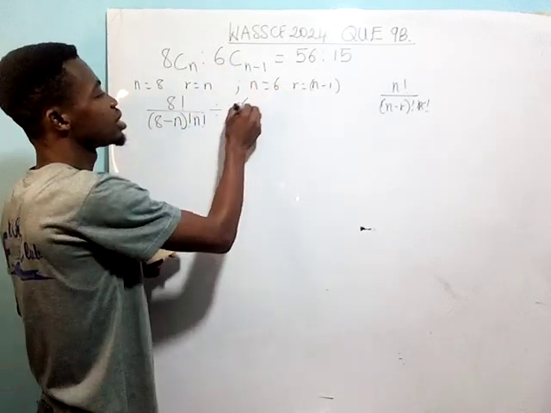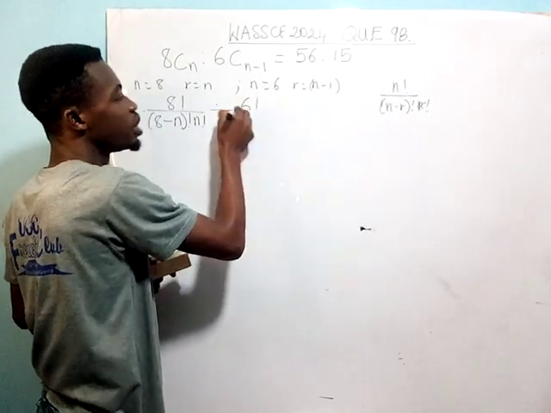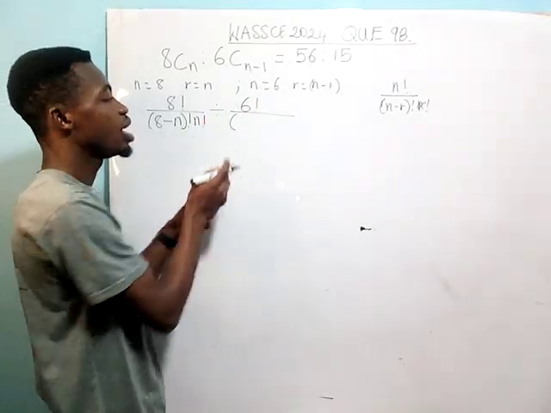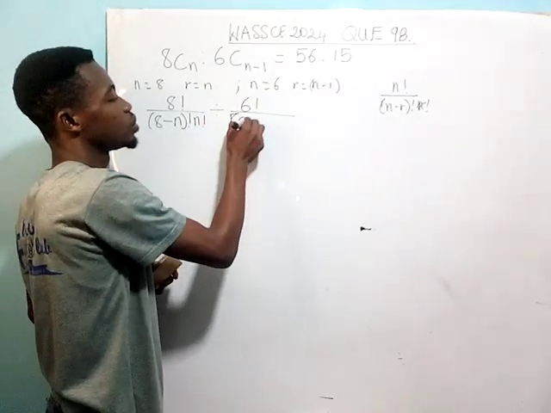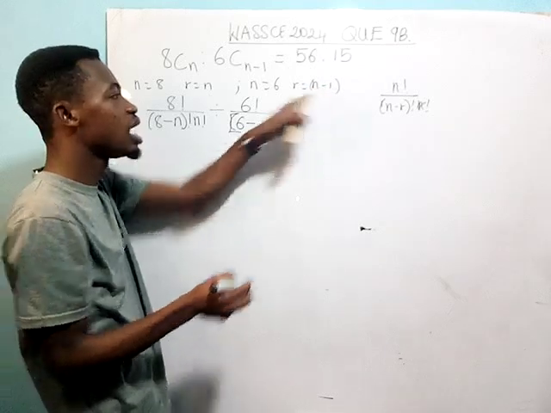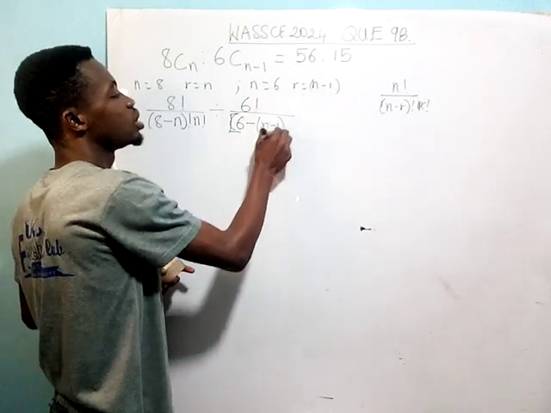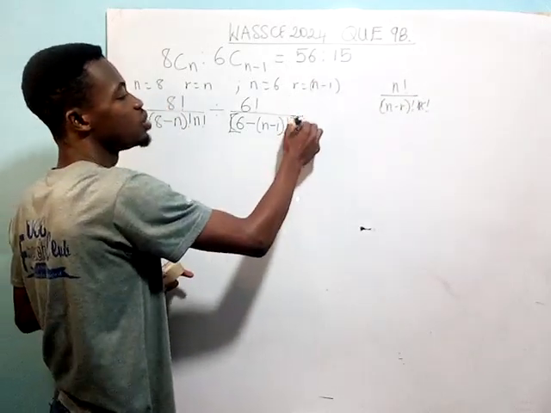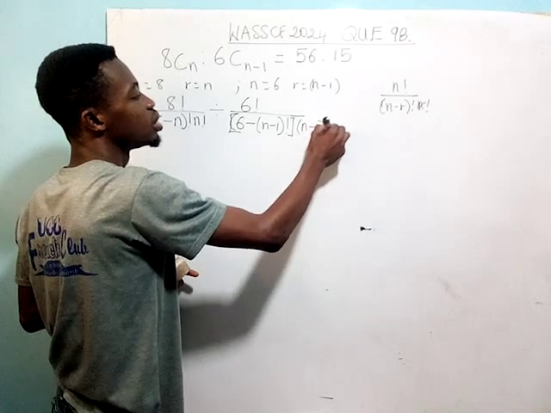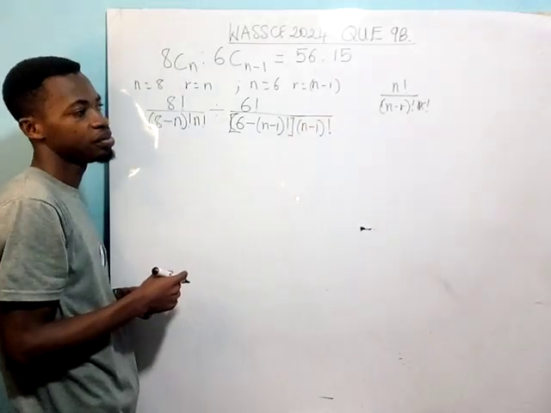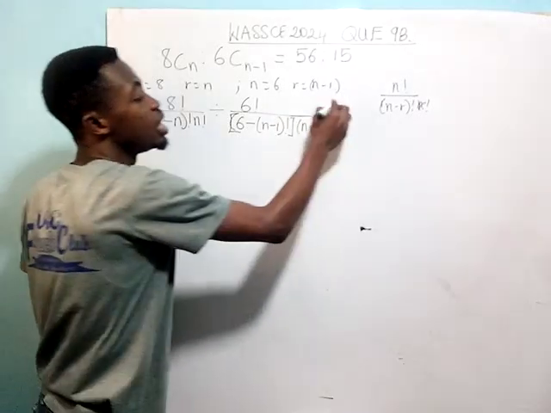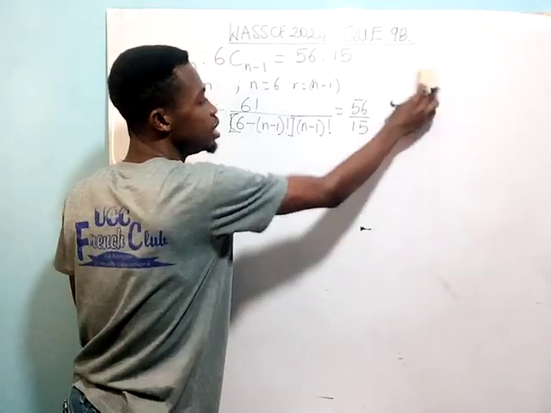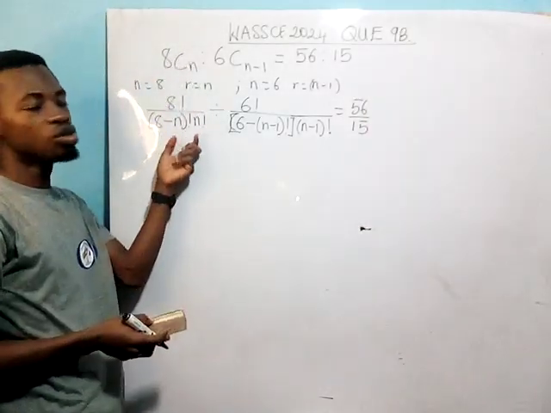Our n is 6, so 6 factorial over n minus R. What is our n? Our n is 6, minus R factorial, which is n, so (6 minus n) factorial. Then R factorial, which is (n minus 1) factorial. So this is how we are going to do it. Then it's equal to 56 on 15.